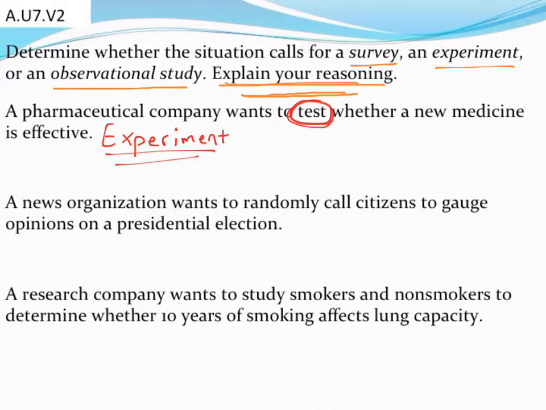Scenario number two, and go ahead and read it if you want to read it. Give me a second here. Let's see. A news organization wants to randomly call citizens and gauge opinions on a presidential election. So once again, the word that gives it away to me this time, usually there's a word or two that tell me what I'm looking for. This time it's the word opinions. Because I'm trying to collect opinions from people, it seems like a survey would definitely be the way to go. I can go ahead and ask some questions, get people's viewpoints, and collect data pretty easily that way.